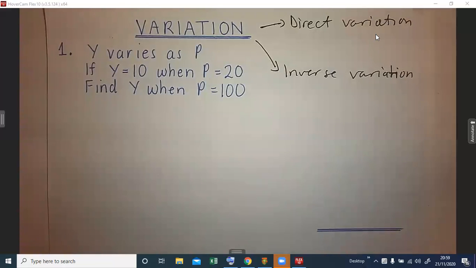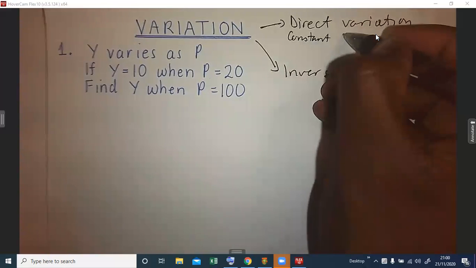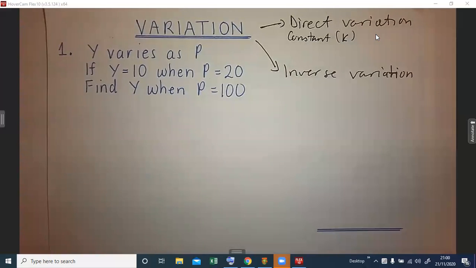We have a few examples explaining to us how we solve problems of variation in both direct and inverse. But before we go on, we have to remember the constant K. The constant K is very, very important. This determines how we work out the question.